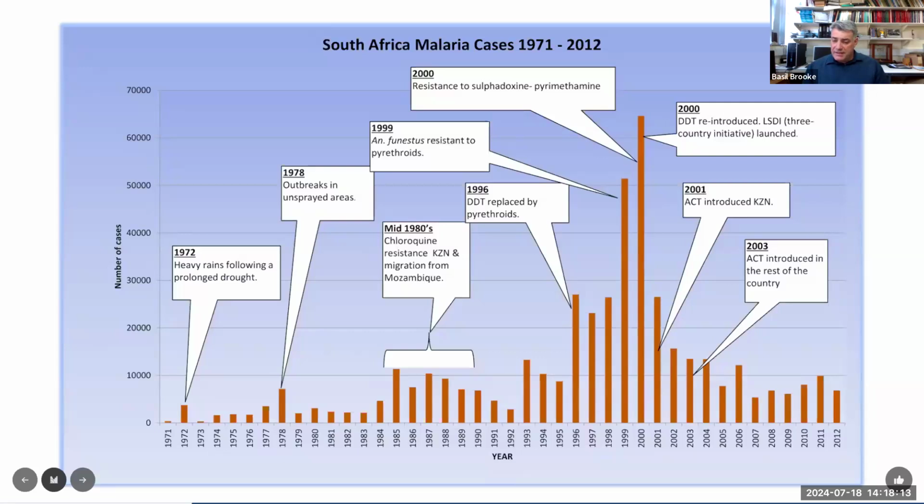And because of that high level of pyrethroid resistance, the recommendation was made to reintroduce DDT for malaria control in South Africa. At the same time, there was another problem with anti-malarial drug resistance to sulfadoxine-pyrimethamine. And so the new artemether-lumefantrine regimen was introduced, and DDT was reintroduced in 2000 and 2001. And you can see the dramatic effect it had in terms of our malaria incidence. Next slide, please, Natasha.